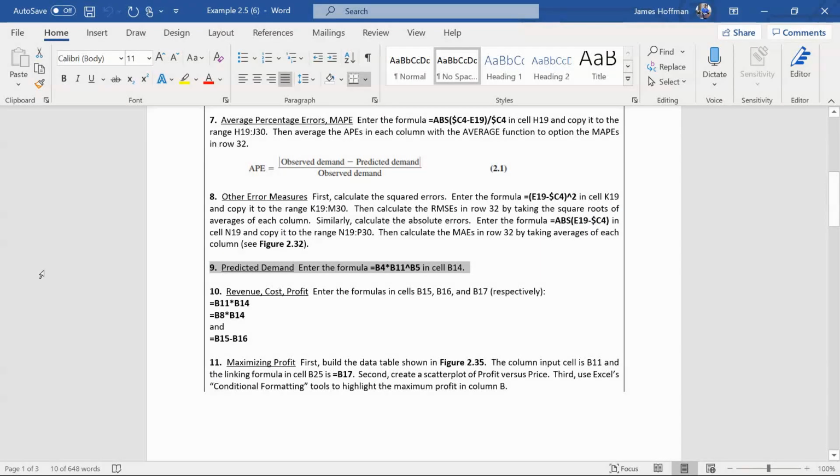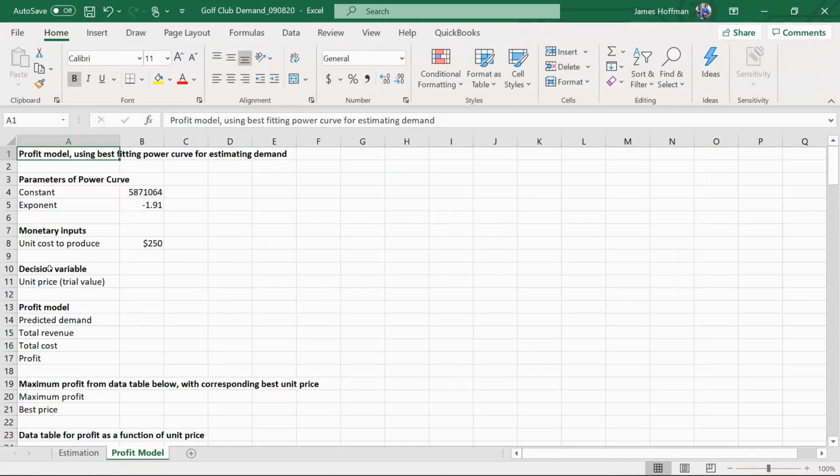Okay, so step 9 is to get predicted demand, which is to get the demand based on the power curve parameters. So let's put that formula into B14. First, let's put in any trial value for the decision variable. So in B11, the starting trial price is going to be 400. So just type that in here.